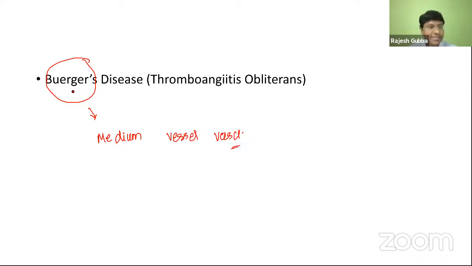Now, for this particular Buerger's disease, remember, the very important risk factor for the progression of the disease is smoking. These individuals have to stop smoking. Once they stop smoking, that is a very important preventive effect.